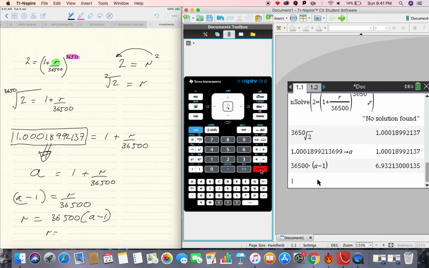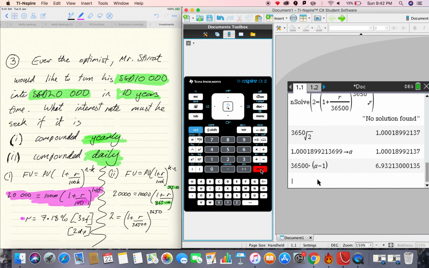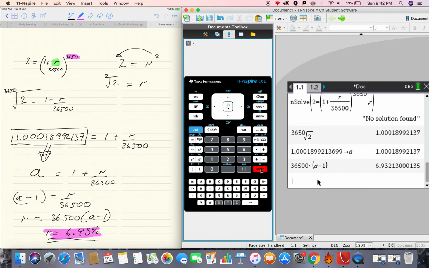So here we've finally solved it. nsolve broke down, but we've solved it manually by hand: 6.93%. So if you compare this value now with the previous value, the previous value was 7.18%. That's if we invested and we got the interest every year for 10 years. And now we need a slightly lower rate, 6.93%, if it's compounded daily.